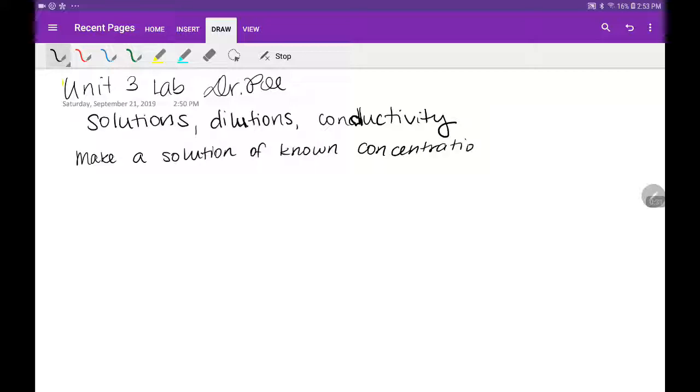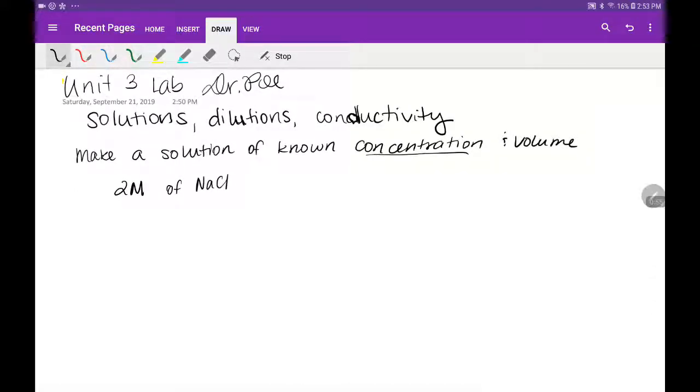The real issue here, with concentration and volume, is that you can't measure moles. So if we wanted to make, for example, a 2 molar solution of sodium chloride, and we'll make maybe 0.5 liters of that, how are we going to do that? Because this is not something that we can measure out into a beaker.